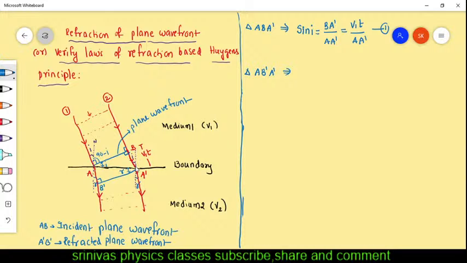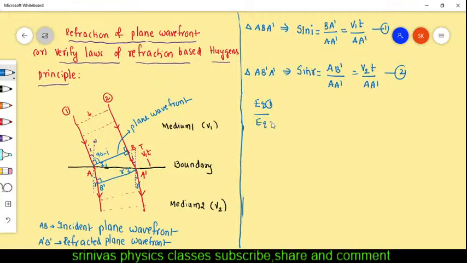Here the sin R is there. We write sin R. Sin R, what do we write from this? Sin R is equal to again the opposite side. See the figure. The side opposite R is AB dash. AB dash by the hypotenuse, opposite side by hypotenuse. The hypotenuse is again AA dash, and then we get V2 t by AA dash, and this is equation 2. And now we can find equation 1 by equation 2.